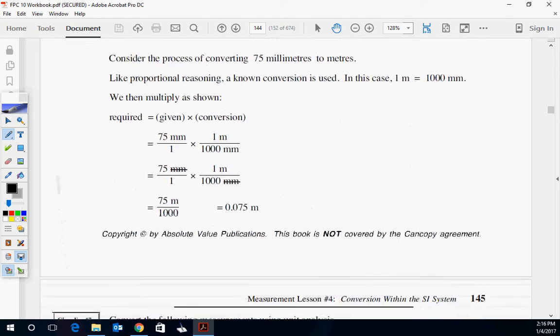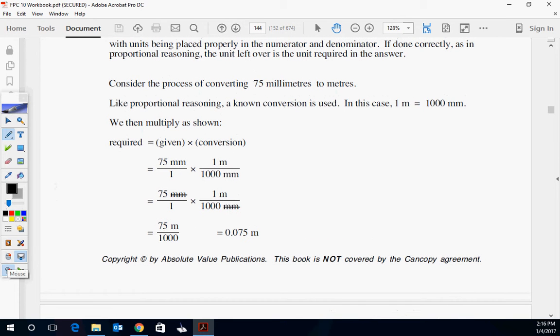So unit analysis is essentially you multiply what you're given by the conversion. So, for example, if I want to convert 75 millimeters to meters, I go 75 millimeters over 1 times 1 meter equals 1,000 millimeters. So what happens is when I multiply them, the millimeters cancel. It's 75 over 1,000, which is 0.075. Same thing as moving it over 3, right? That's an easier one. So you put what you're given times the conversion.